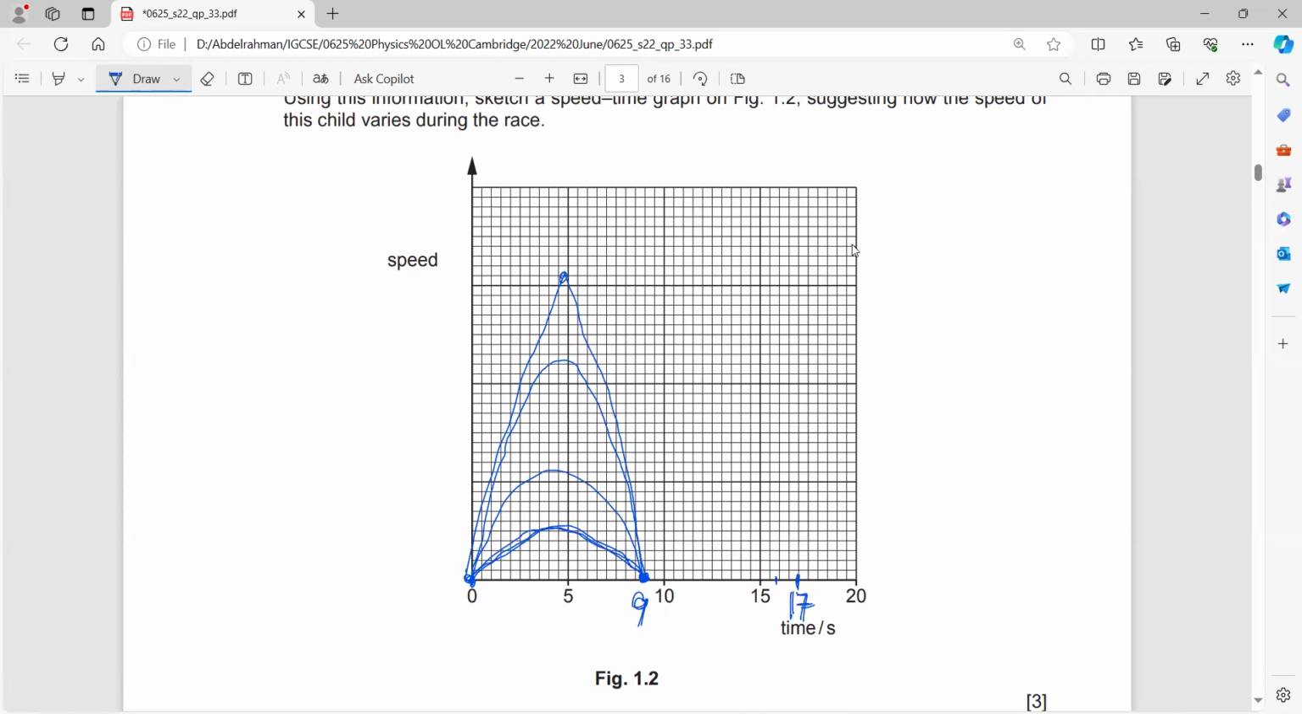Okay. At time 17 seconds, that was the end of his race. He had his maximum speed. So his maximum speed, I can draw as a straight line, until I reach 17 seconds here, for example. At this point, he had the maximum speed, right? So this is correct.